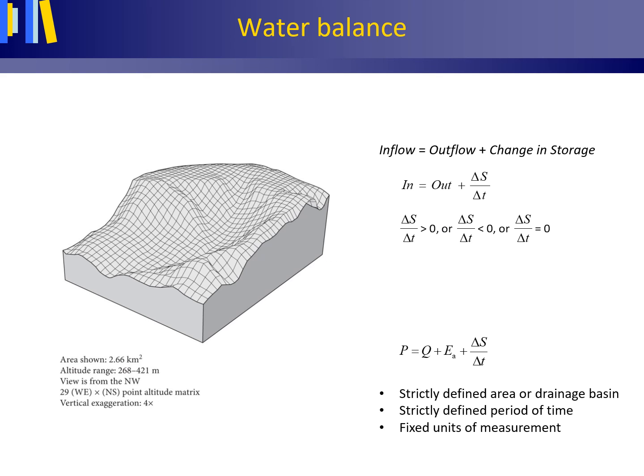Let's take a closer look at the water balance. As an example area, we can use the Kriepsbach catchment. The catchment shown here. This is the catchment boundary. Here is the outlet point, and the catchment area is 2.66 square kilometers.